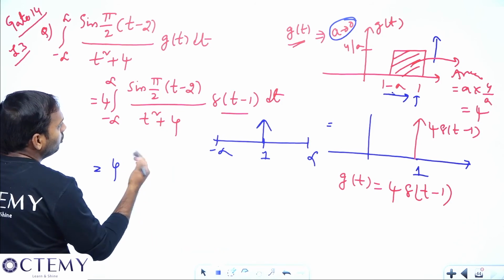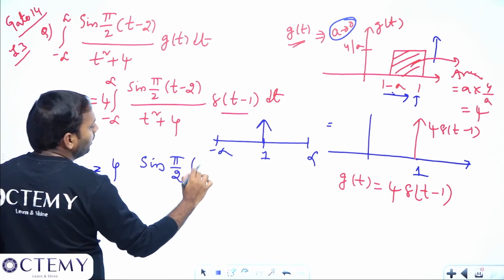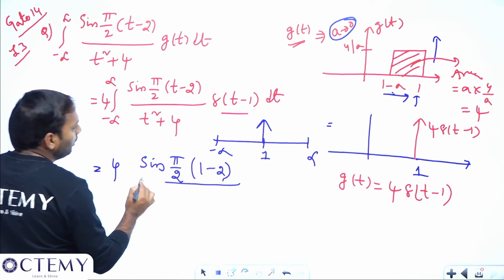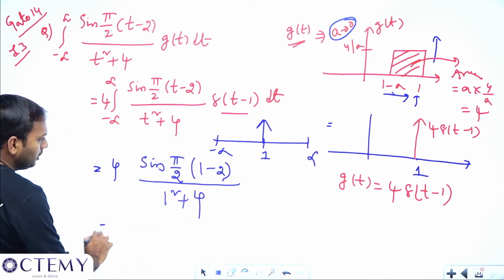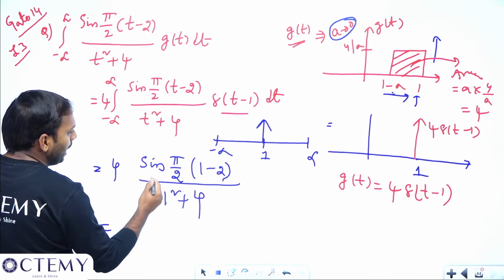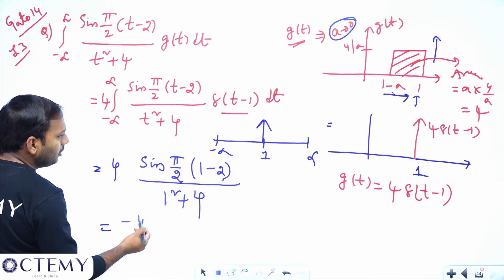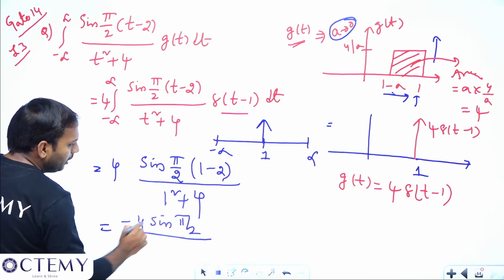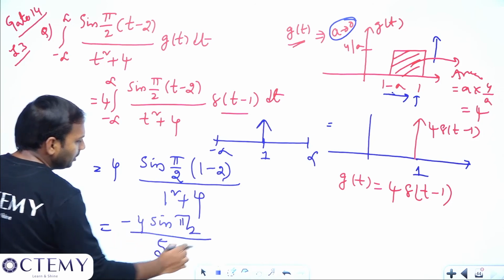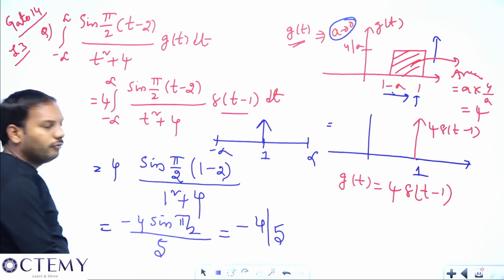Simple. So the whole function you evaluate at t equal to 1, meaning 1 minus 2 divided by 1 square plus 4. You can take this as minus sine pi by 2. So minus 4 sine pi by 2 divided by 5. Sine pi by 2 is 1. So the answer is minus 4 divided by 5.